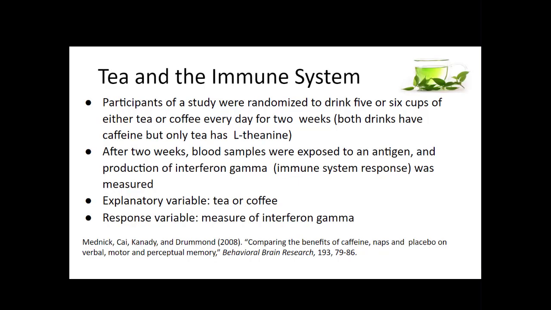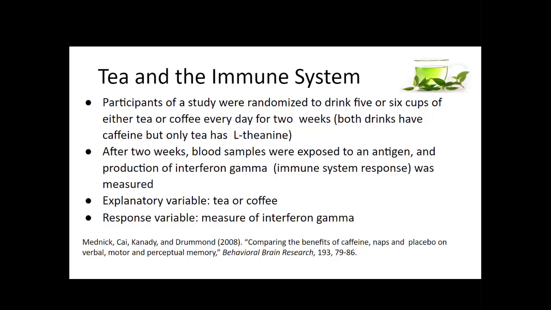Let's do a little review of interpretation of box plots. Now remember, as we read this, continue to think to yourself, what am I learning about differences? Because the box plots are representing differences in the data. So this study has to do with tea and the immune system. It says, participants of a study were randomized to drink 5 or 6 cups of either tea or coffee every day for 2 weeks. Both drinks have caffeine, but only tea has L-theanine.